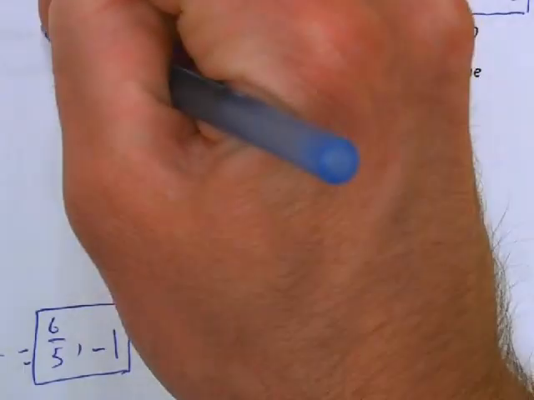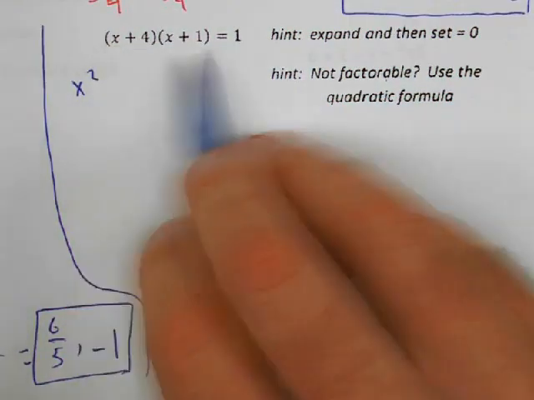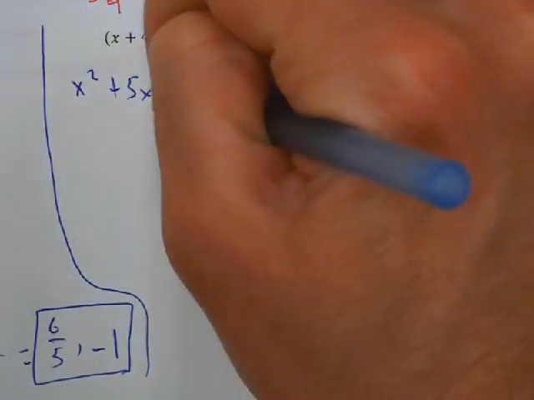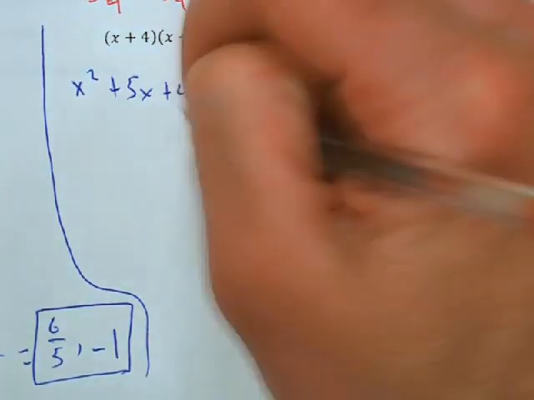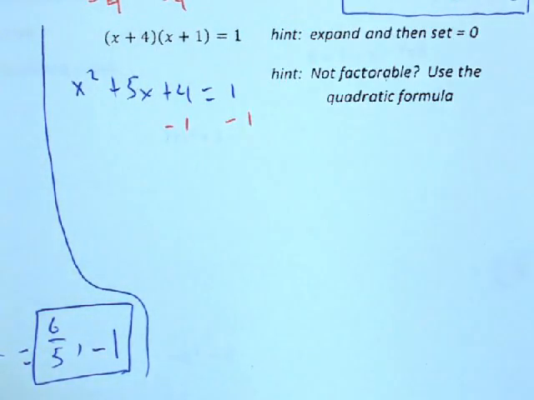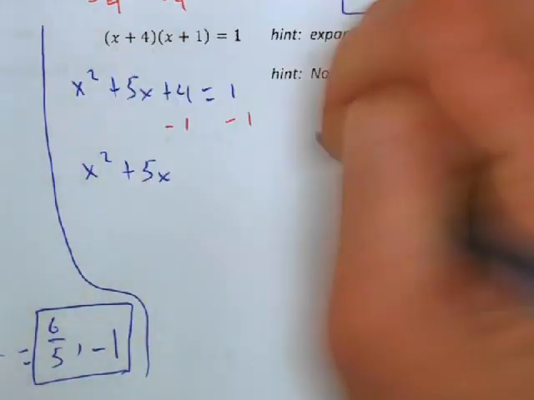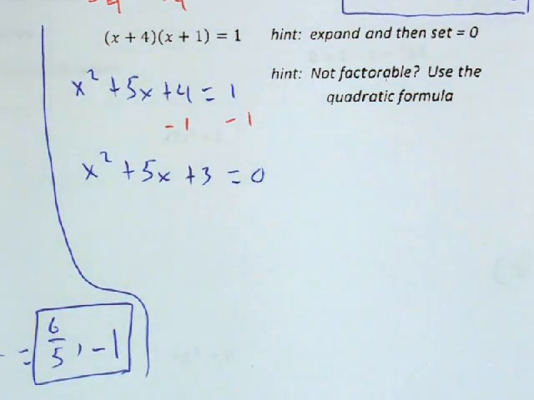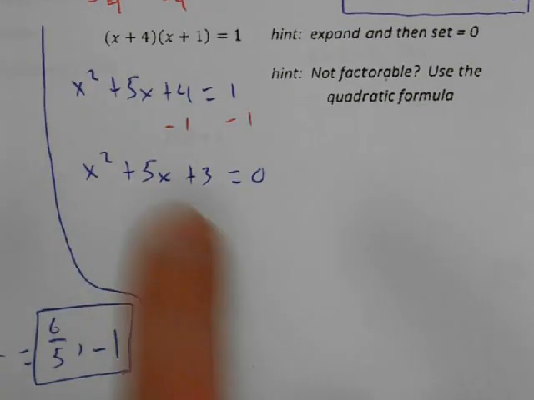Let's try to separate our two problems here. We get x squared plus 5x plus 4 equals 1. And then when we subtract 1 from both sides, we get x squared plus 5x plus 3 equals 0. Okay, so whether we're going to factor or use the quadratic formula, we always want to set equal to 0 first. Okay? All right, so is this one factorable?